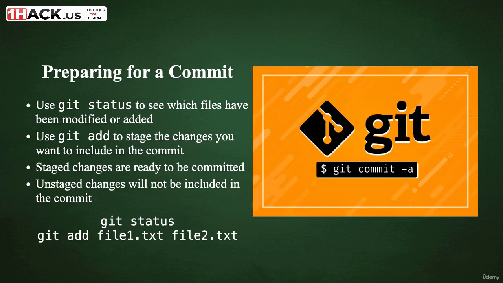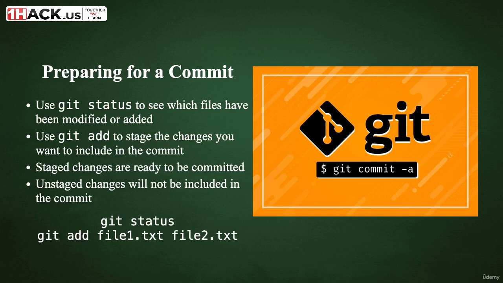Before you can create a commit, you need to prepare the changes you want to include. The first step is to use the git status command to see which files have been modified or added in your working directory. Once you've identified the changes you want to include in the commit, you need to stage them using the git add command. This command adds the specified files to the staging area, which means they are ready to be included in the next commit. It's important to note that only the staged changes will be included in the commit. Any unstaged changes will not be part of the snapshot.